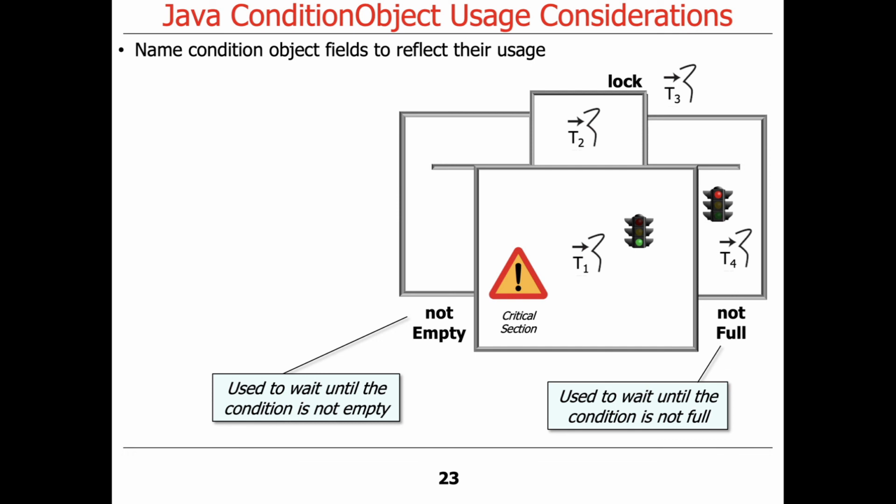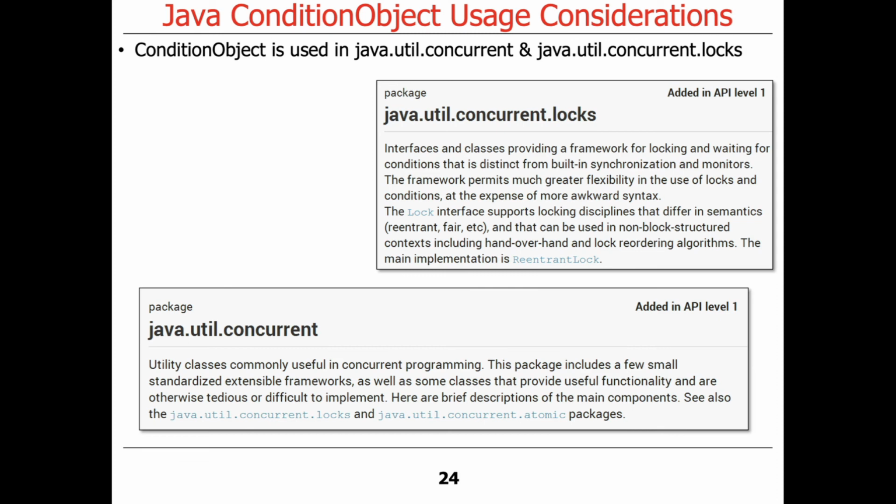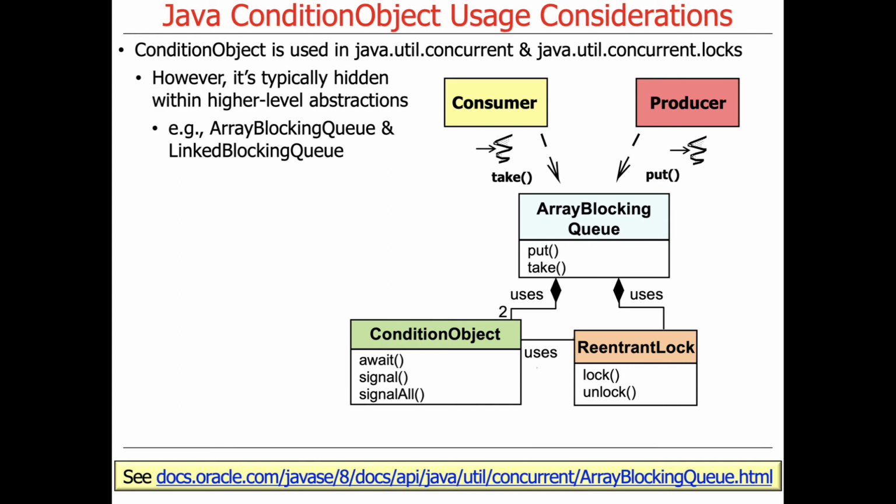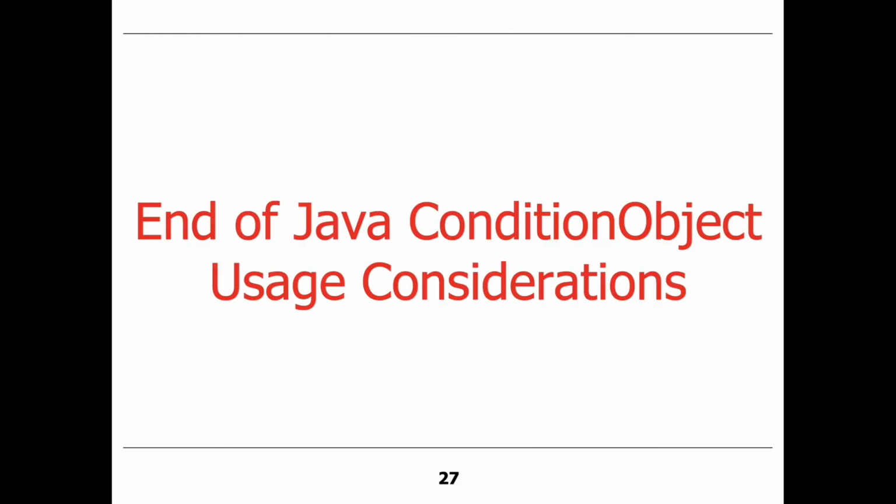And you should also name ConditionObject fields to reflect their usage. So they typically use not, like not empty, not full, because you're waiting for something to be not something. I'm waiting for something to be not empty. I'm waiting for something to be not full. You'll find ConditionObject appears in a lot of places in the Java locking packages themselves, but not much else. So they're typically hidden behind other higher level abstractions like array blocking queue or linked blocking queue. Okay, so that is the end of our usage considerations discussion for Java ConditionObject.